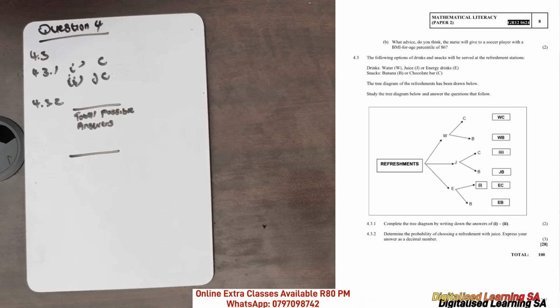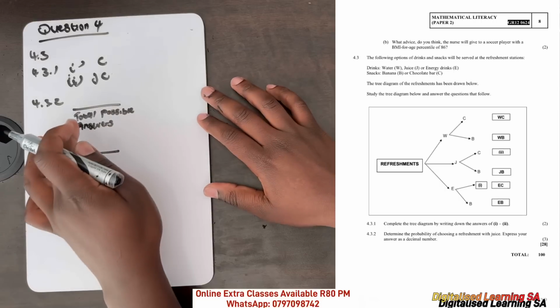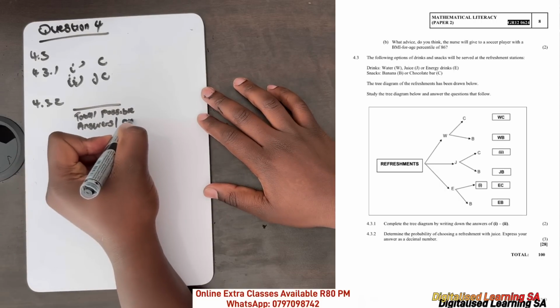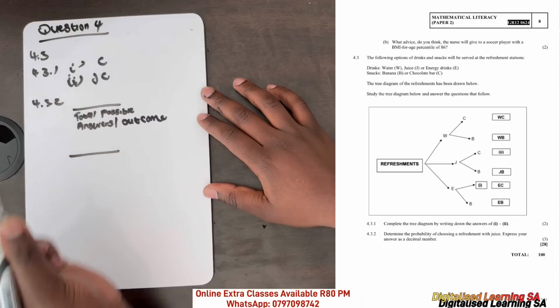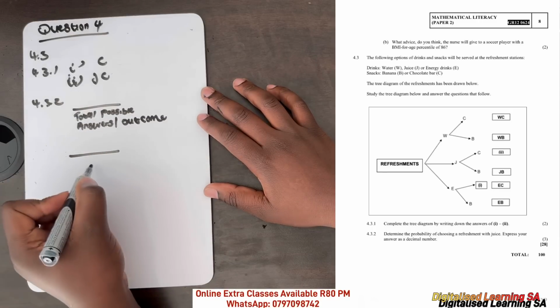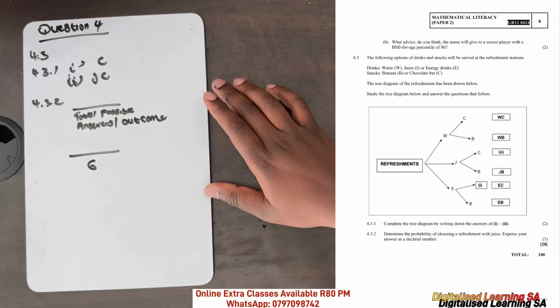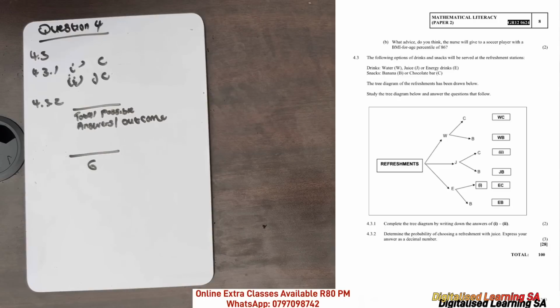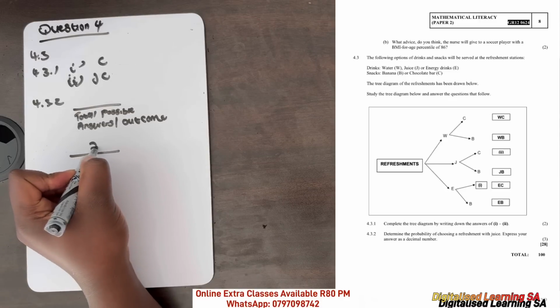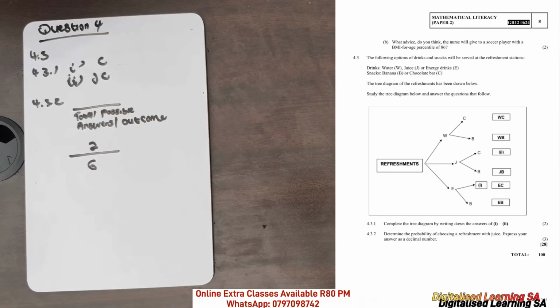We can see that we have 1, 2, 3, 4, 5, 6. So those are our total possible outcomes. We have 6 possible outcomes. Now we need to determine the probability of choosing a refreshment with juice. On our total possible outcomes, we check the ones that have juice. We can see that we have JB and we also have JC, the one that we calculated, meaning that there are 2 that have juice.